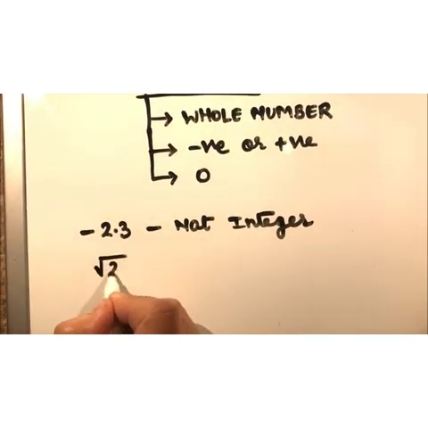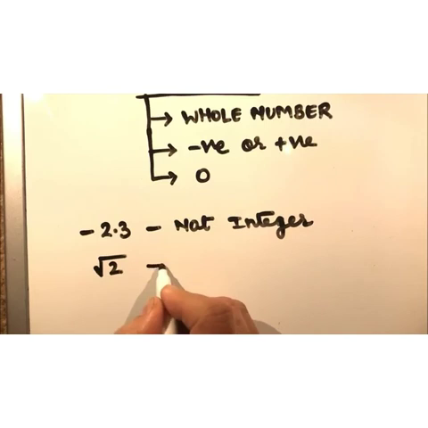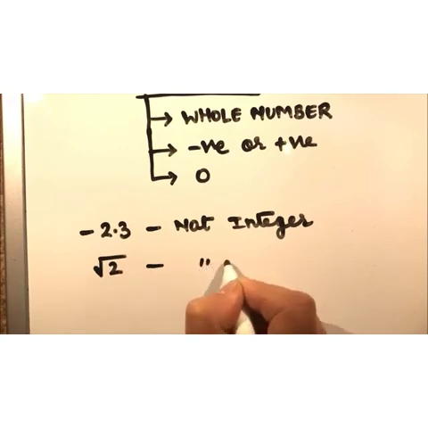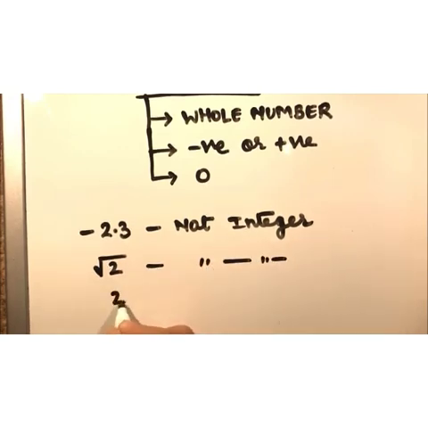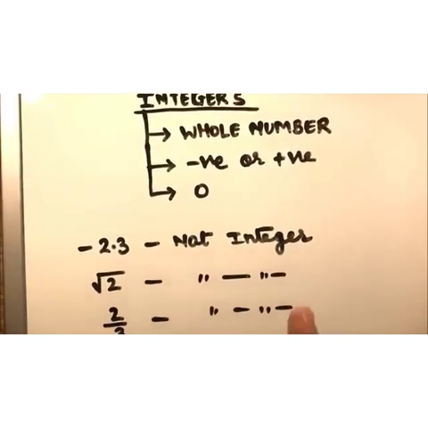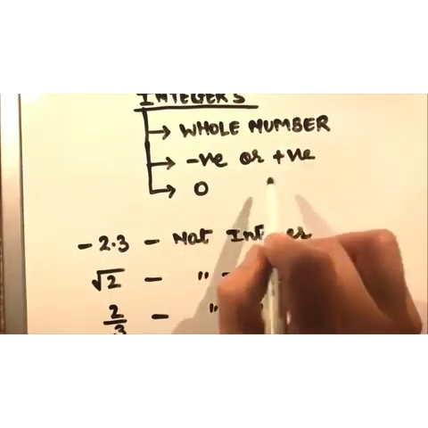Similarly, anything under the radical sign, the square root sign or cube root, like that, these numbers are not integers. Fractions are not integers. So integers are any whole numbers which are positive or negative.